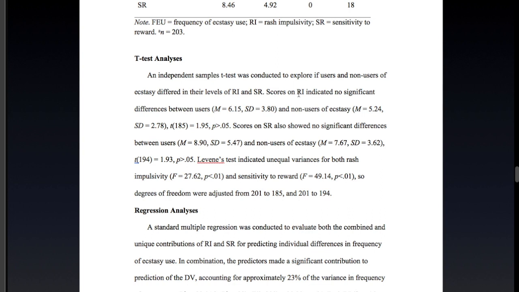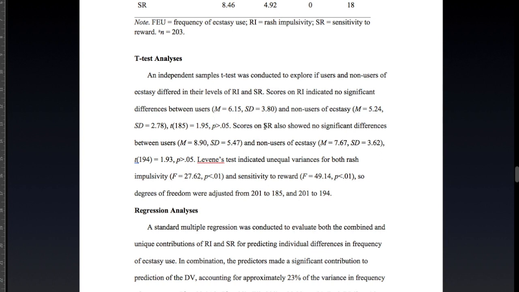So we've got scores of RI indicate no significant differences between users, and I give the mean score and the standard deviation of the users group, and then I give the mean and standard deviation of the non-users, followed by a comma, and then this is the statistics relating to the t-test. P greater than 0.05, so it was not significant. There was no significant difference between users and non-users.